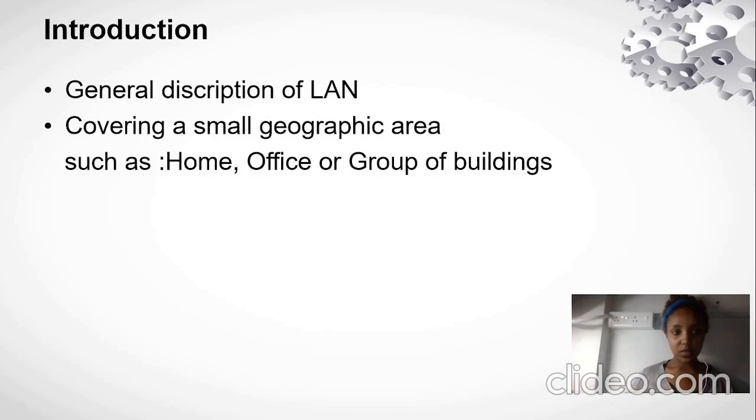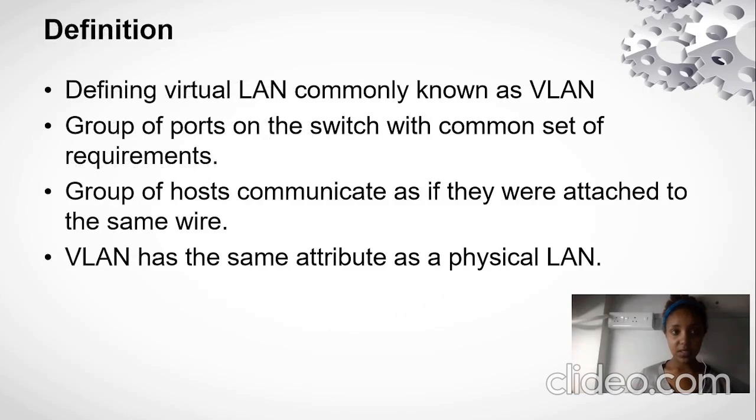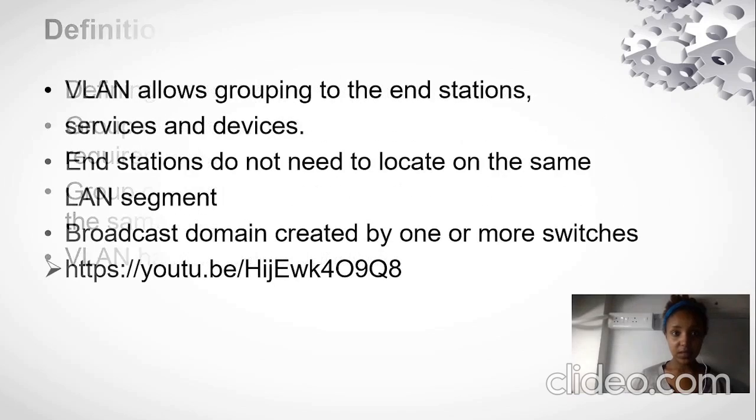As an introduction, we first have to describe what a LAN is. It is a network that covers a small geographic area such as a home, office, or a group of buildings. And a virtual LAN, commonly known as a VLAN, is a group of hosts on a switch with a common set of requirements. A group of hosts communicate as if they were attached to the same wire, and so VLANs have the same attributes as a physical LAN.